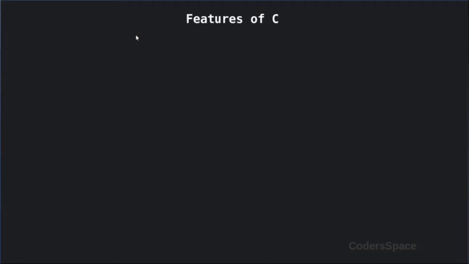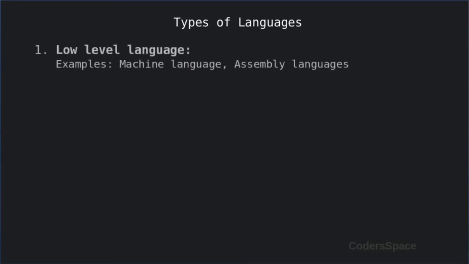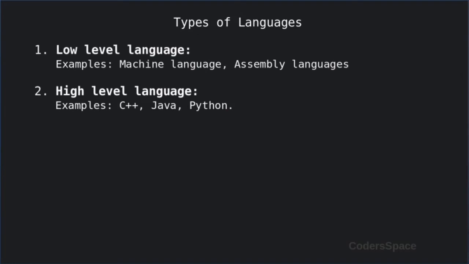In this video we will see what the features of the C programming language are. The first feature is that it is a middle level language. Before understanding what a middle level language is, let us first look at the different types of languages. We can have low level languages and high level languages.